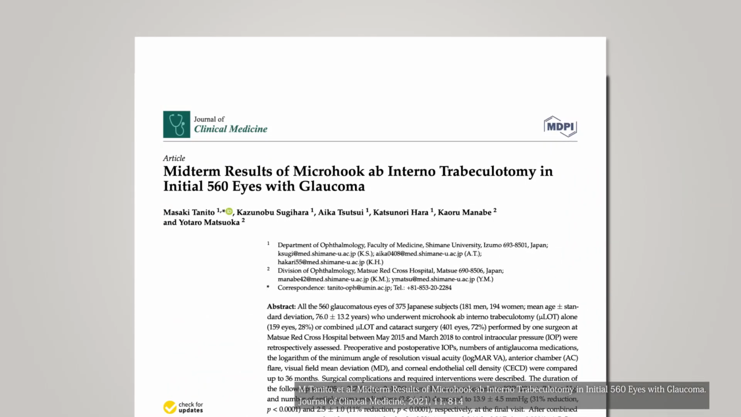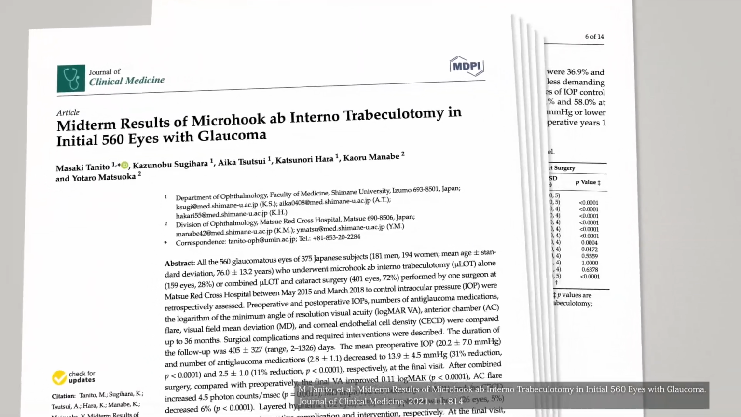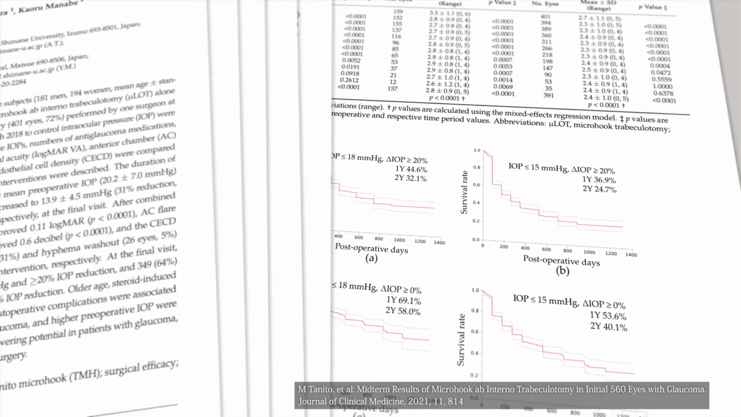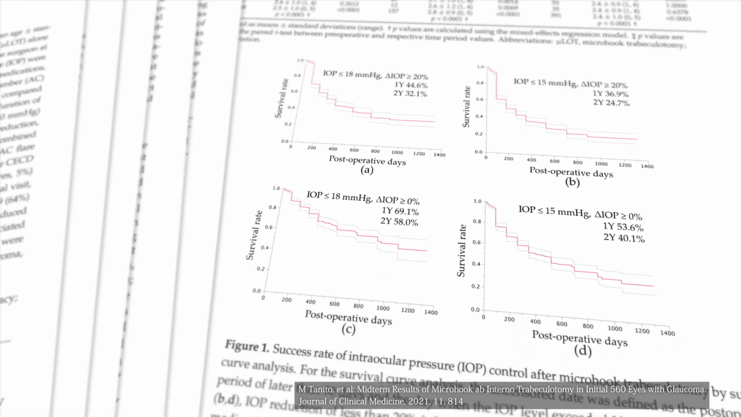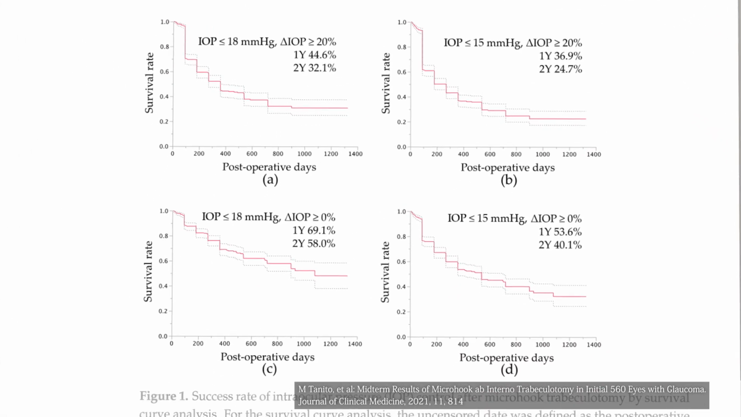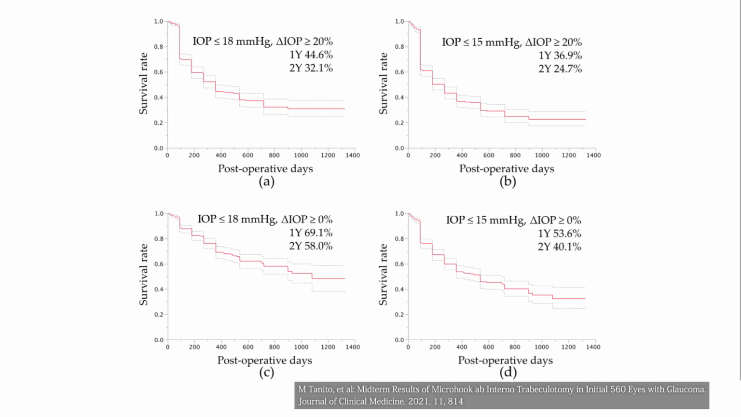This shows the TMH's post-operative results in 560 eyes with glaucoma. As shown here, the IOP lowering effect of under 18 millimeters mercury in 2 years was 58%, and under 15 millimeters mercury was 40%. In conclusion, trabeculotomy with a TMH has a good IOP lowering potential in patients with glaucoma.